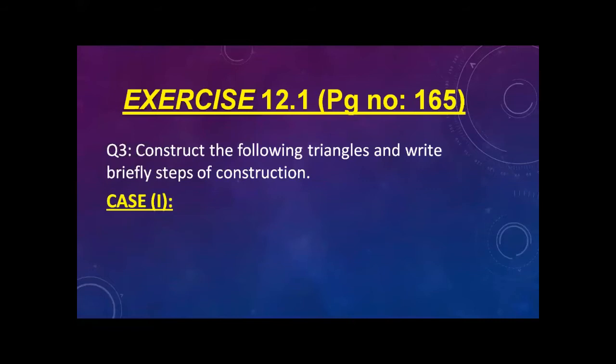Case number 1. What is case number 1? The case number 1 is when the measure of 3 sides are given. Simply it means that all the 3 sides are given. There is no angle in the question. Only sides are given.